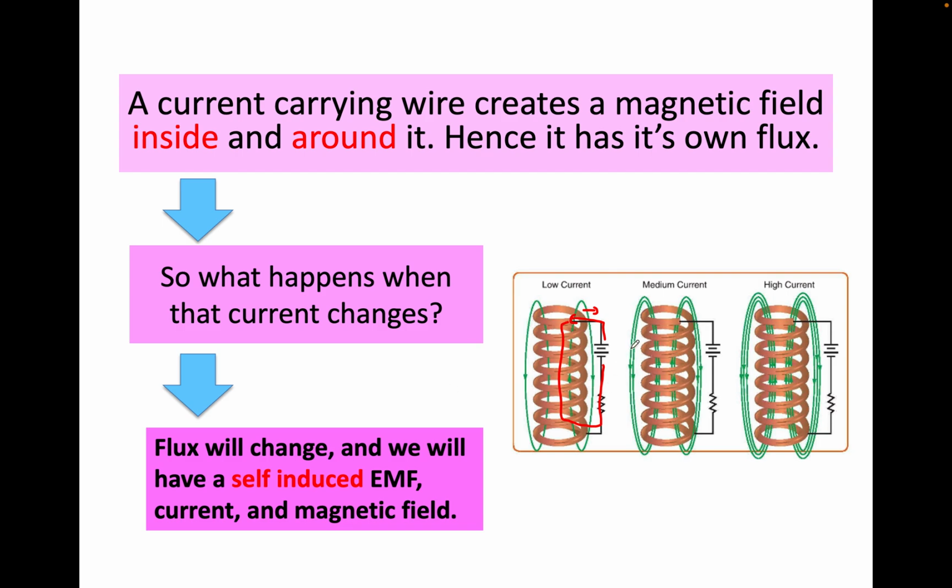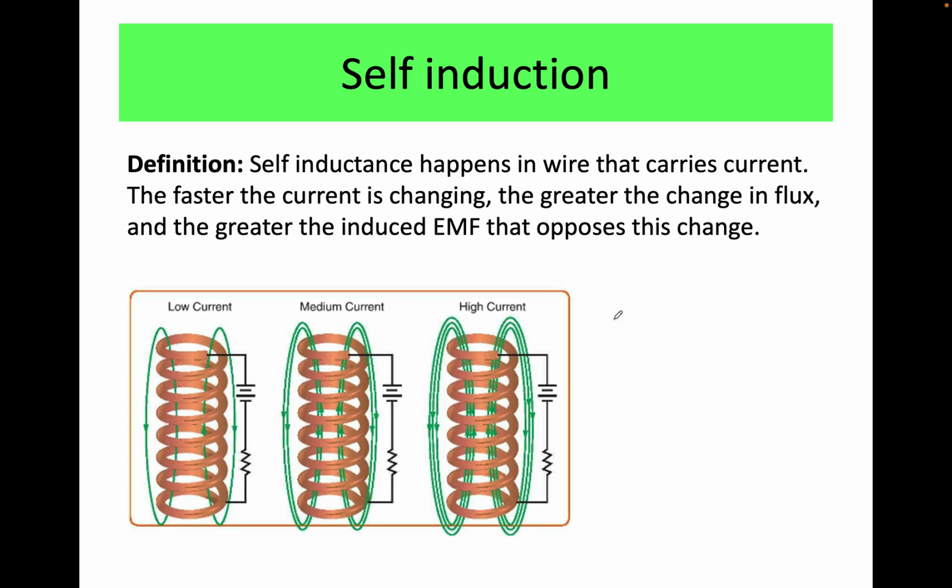Only when the current stops flowing will you have another self-induced EMF. The current is trying to stop and the self-induced EMF wants to keep it going. So this causes a small delay when you switch a light bulb on, or when you switch the light bulb off as well. So that's self-induction in the wire that carries the current.